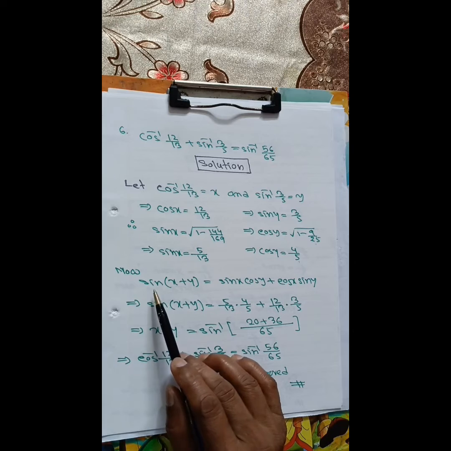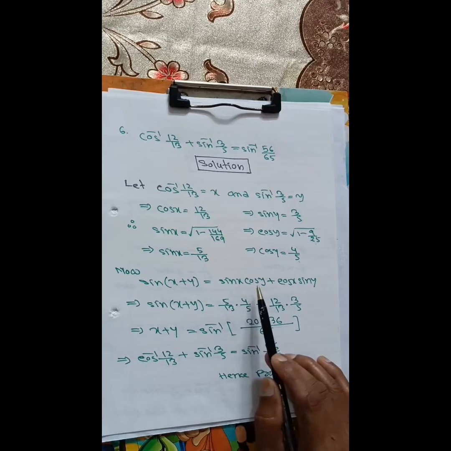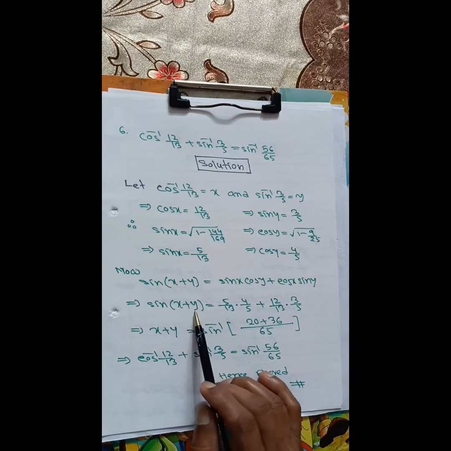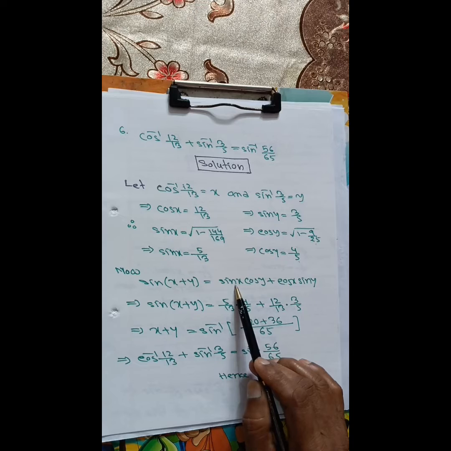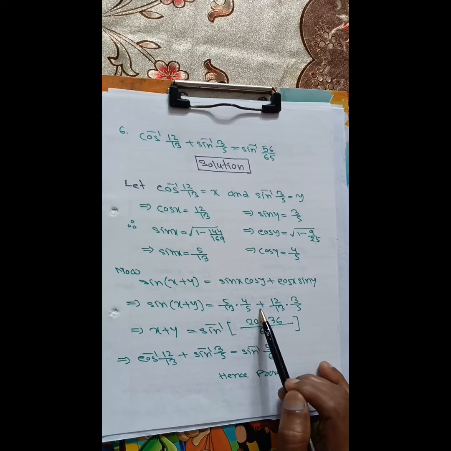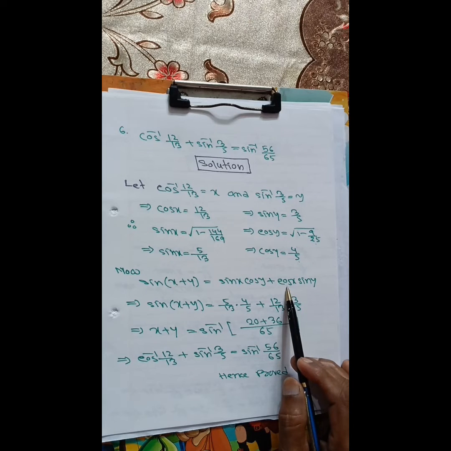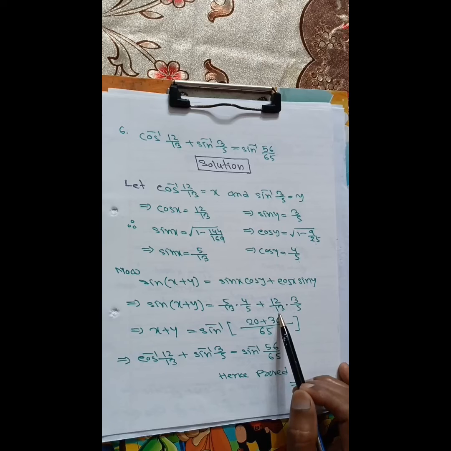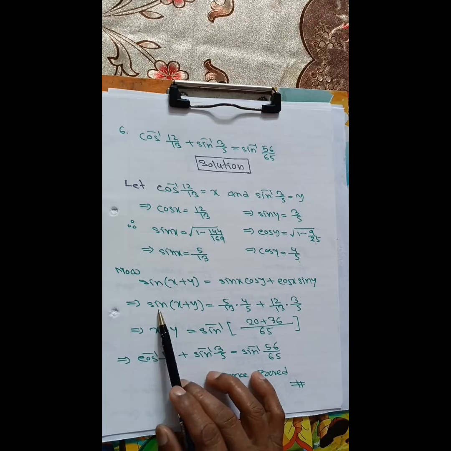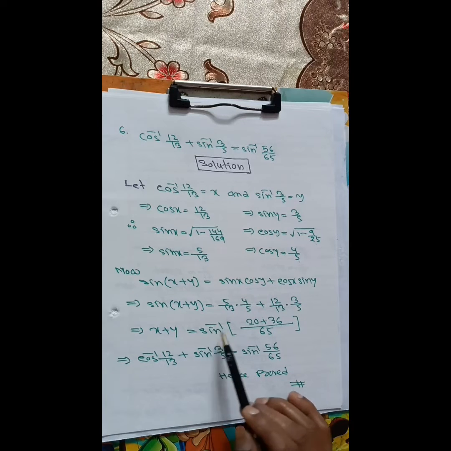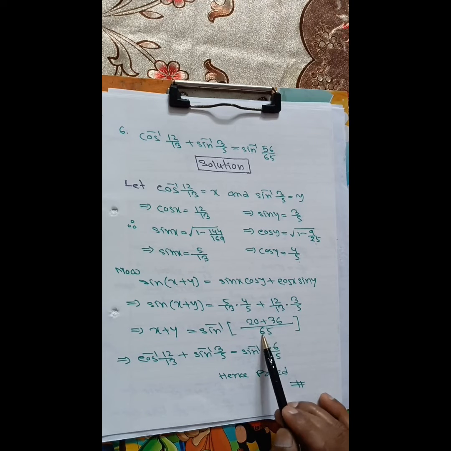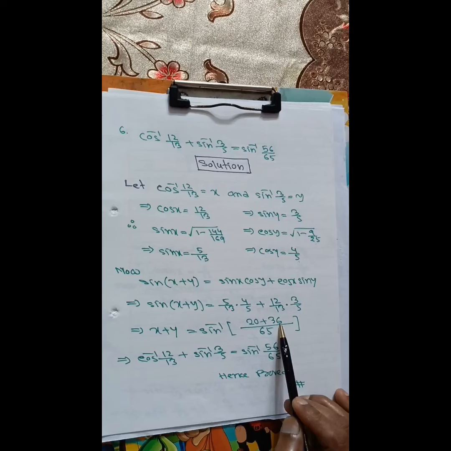Since we know sin x plus y is equal to sin x cos y plus cos x sin y. Sin x plus y is equal to: the value of sin x is 5/13, the value of cos y is 4/5, plus the value of cos x is 12/13, the value of sin y is 3/5. Then sin comes to this side in inverse form. Then x plus y is equal to sin inverse. After taking LCM of 65, we get 20 plus 36.